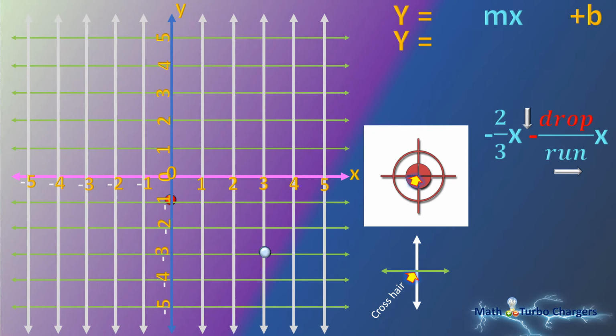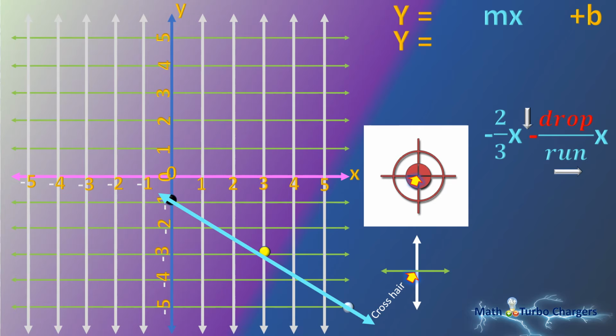Now guess what? I only need 2 points to create a line. So I can actually draw a line and connect these 2 points with a line. But I'm not going to do that. Just so you can see, if I want a more accurate, precise line, I can actually do the same thing. Go down 2 and go over 3. Here I have a line. This, my friend, is how you graph y equals negative 2 over 3 x minus 1.